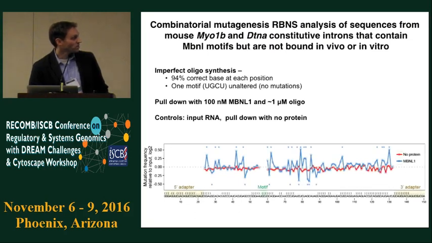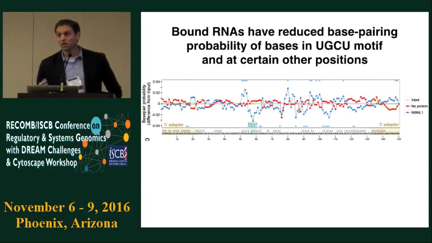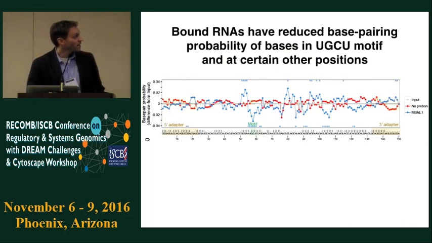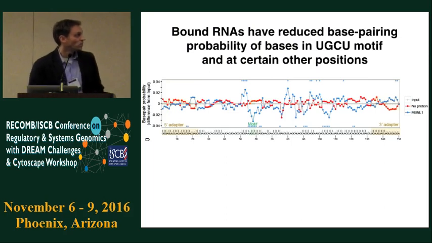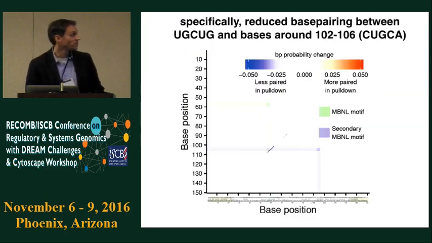We saw that mutation frequencies in a control experiment with no protein were pretty much flat across this region, but when we add Muscleblind, you get much higher mutation frequencies at certain positions and lower at others. Then when we looked at the effects of these mutations on the folding, we saw that in the bound pool, you have substantially lower base pairing probability right on top of this UGCU motif, and higher base pairing probability upstream here and in certain other regions down here. This suggests that the mutations that are favored tend to alter the structure in a way that makes this motif more accessible.